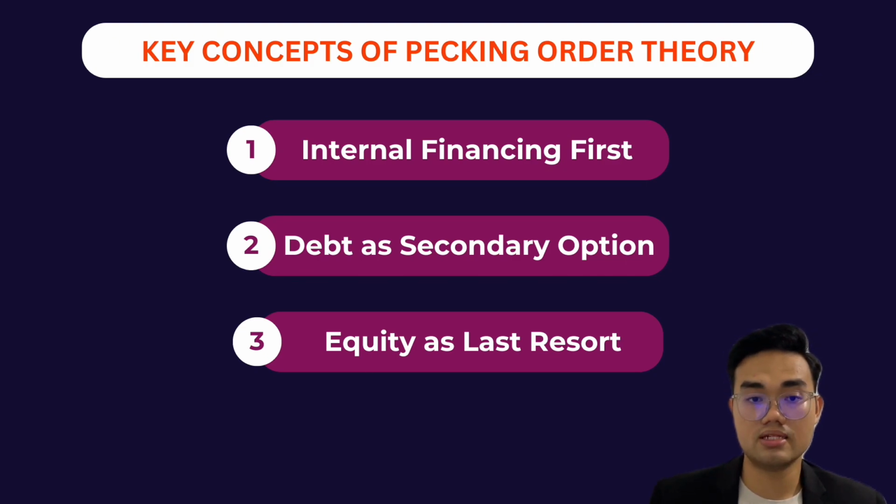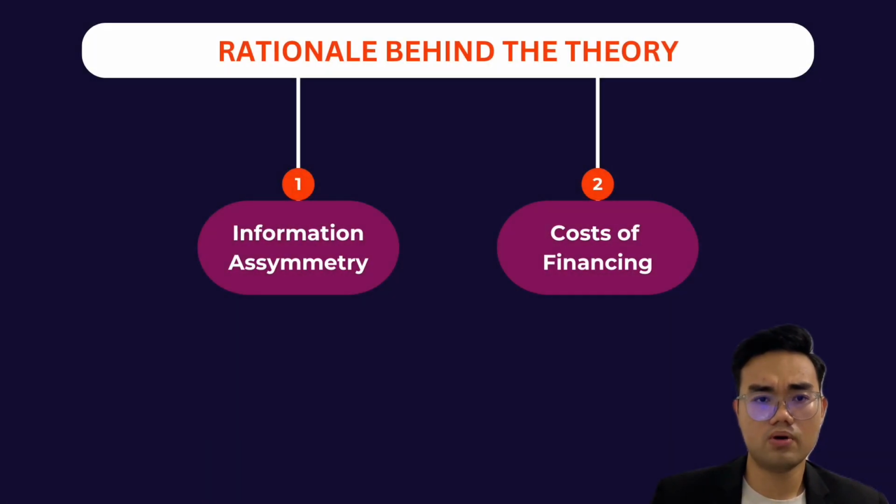The third one is equity as a last resort. Issuing new equity is considered the least preferred option because of higher issuance cost and the potential for significant adverse selection problems. Equity issuance can signal to the market that managers believe the firm is overvalued, potentially leading to a decrease in stock price.